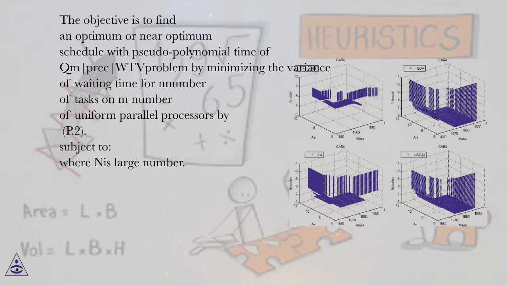The objective is to find an optimum or near optimum schedule with pseudo-polynomial time of the Qm | prec | WT problem by minimizing the variance of waiting time for a number of tasks on n number of uniform parallel processors by P.2. Subject to, where N is a large number.